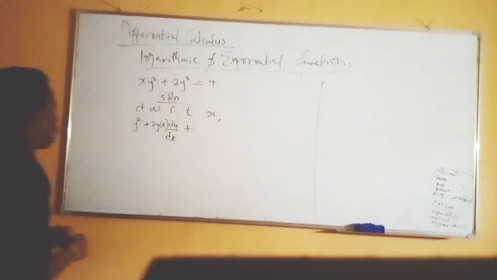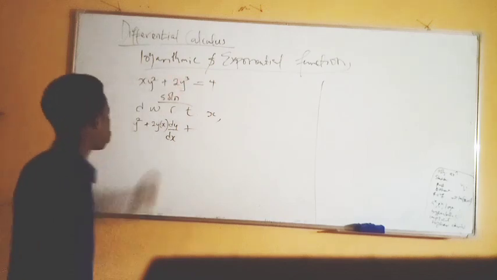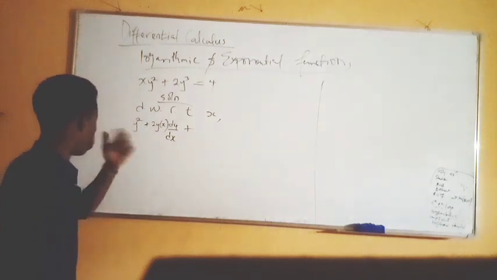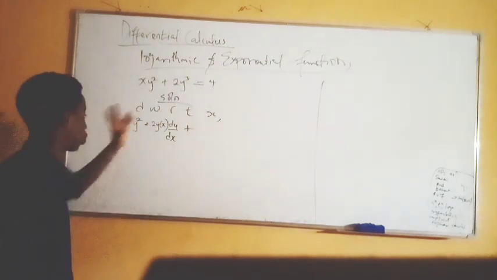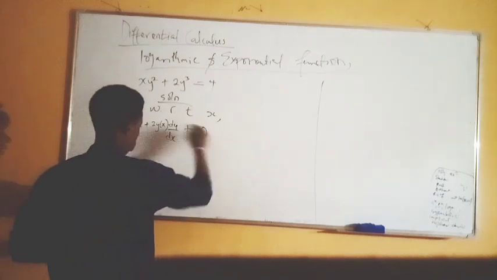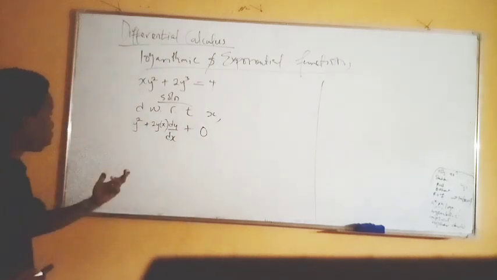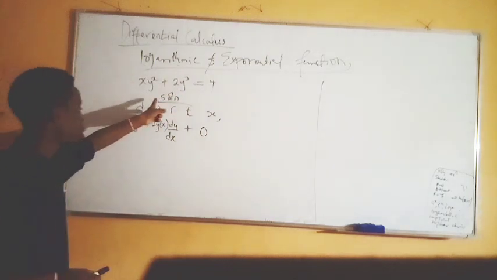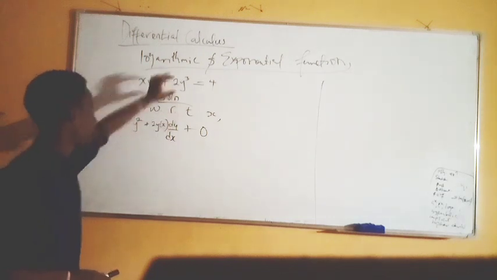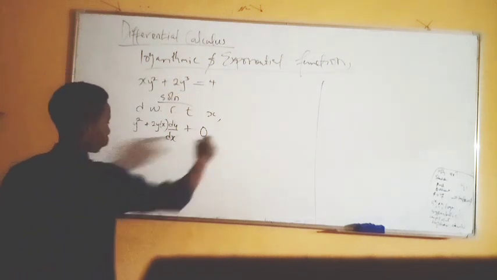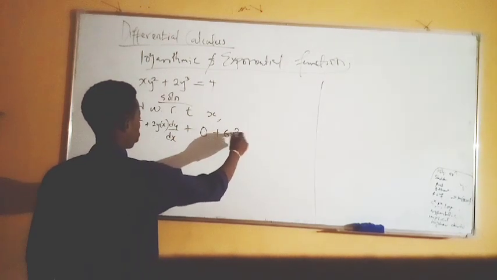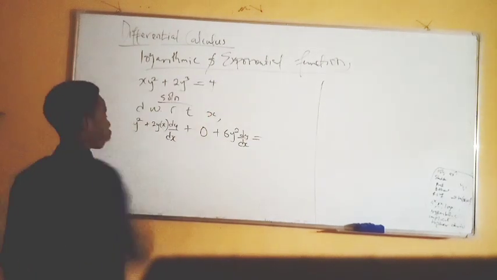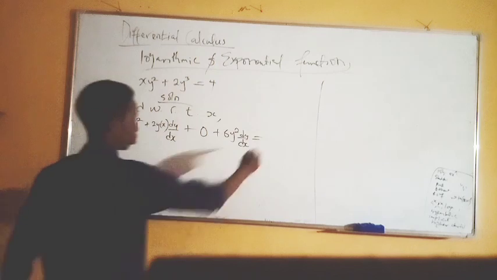Plus, I do the same for this function. I differentiate this function with respect to x, leaving y as a constant. So all we have here is a constant, and differentiating a constant we have 0. Now I do it again: I differentiate the expression with respect to y, x being a constant. If I differentiate it with respect to y, I'll have 6y squared dy/dx. Differentiating 4, a constant, gives 0.